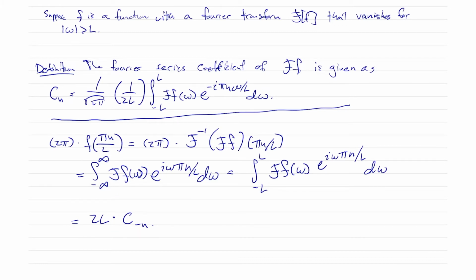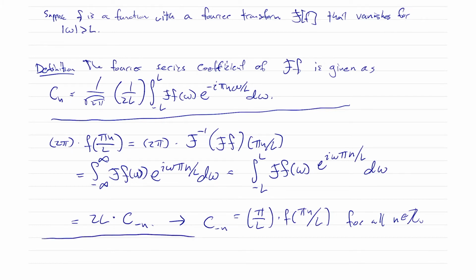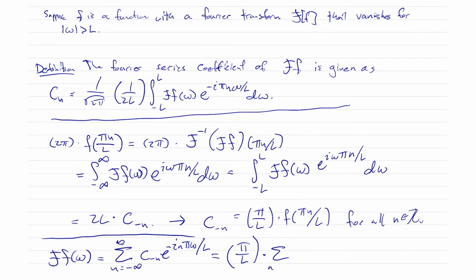Okay, so that tells us this, that C of minus n is equal to pi over L times f of pi n over L for all integers n. Then he uses some results from Fourier series, which we'll talk about in a minute. But basically what he says then is this. We have the Fourier transform of f at omega is equal to the sum n equals negative infinity to infinity of c minus n e to the minus i n pi omega divided by L, which is equal to pi over L times, using the Cn definition, the sum n equals negative infinity to infinity of f of pi n divided by L times e to the minus i n pi omega divided by L.